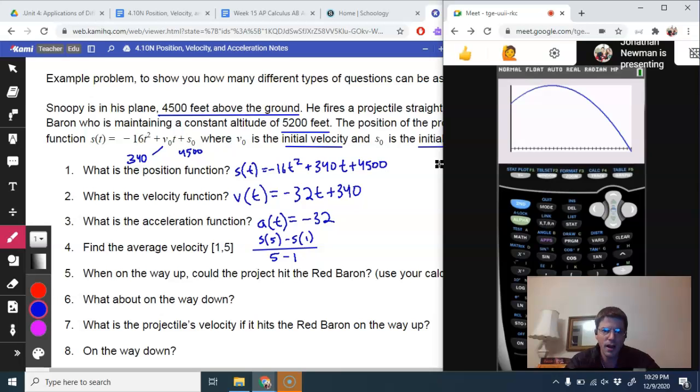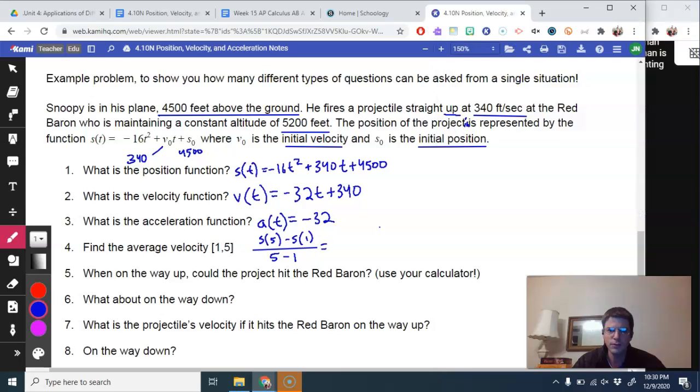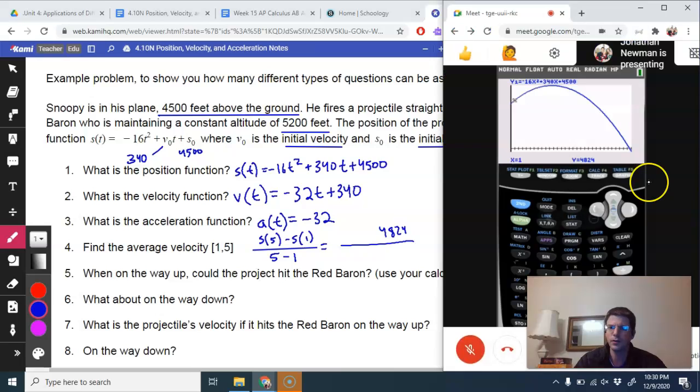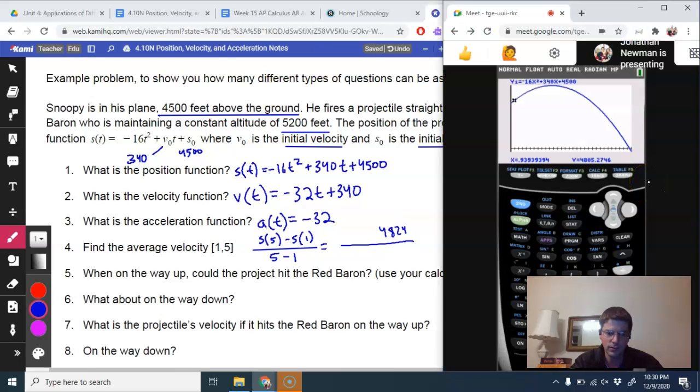So what were we looking for? Oh yeah, the average velocity. I like to click trace, and you can type in 1, enter. There we go, 4,824. Probably should have done the other one first. Let's do trace 5, enter, 5,800.